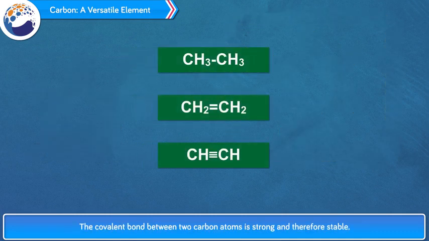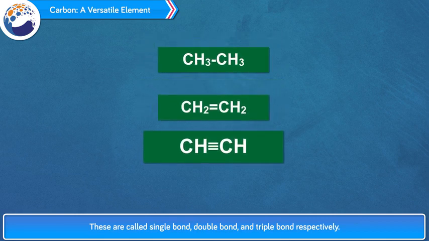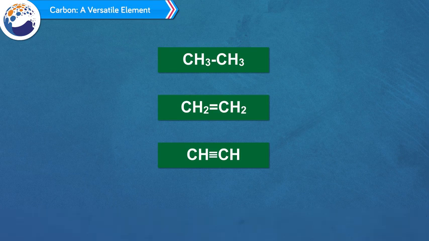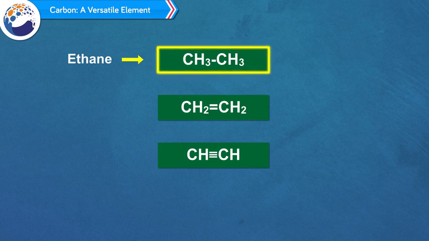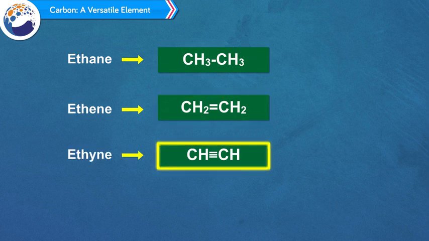The covalent bond between two carbon atoms is strong and therefore stable. 2. Two carbon atoms can be bonded together by 1, 2 or 3 covalent bonds. These are called single bond, double bond and triple bond respectively. Due to the ability of carbon atoms to form multiple bonds as well as single bonds, the number of carbon compounds increases. For example, there are 3 compounds, namely ethane, CH3-CH3, ethene, CH2=CH2 and ethyne, CH≡CH, which contain 2 carbon atoms.